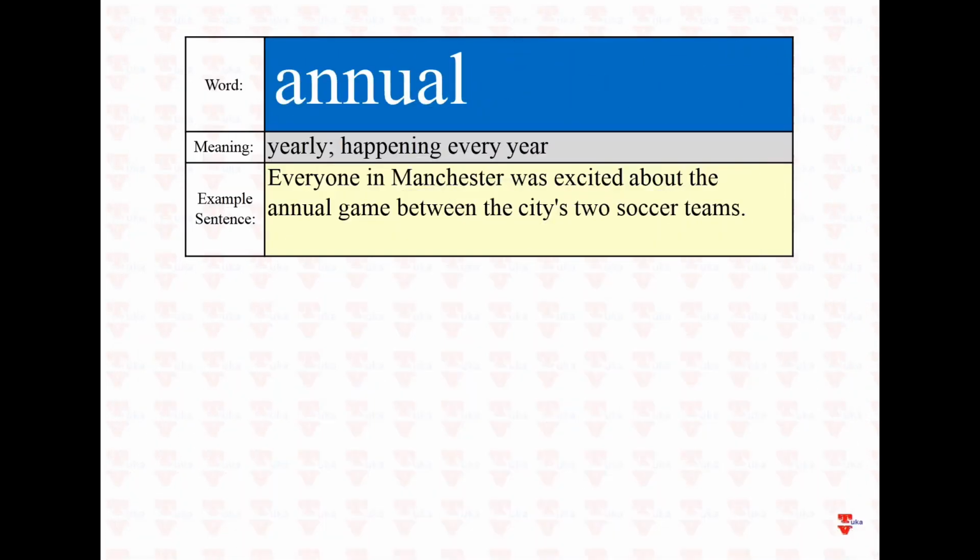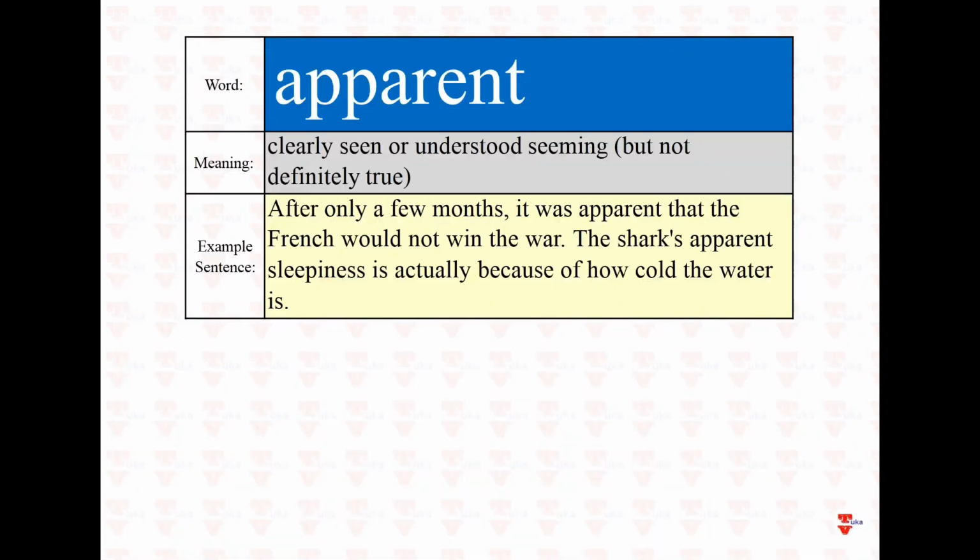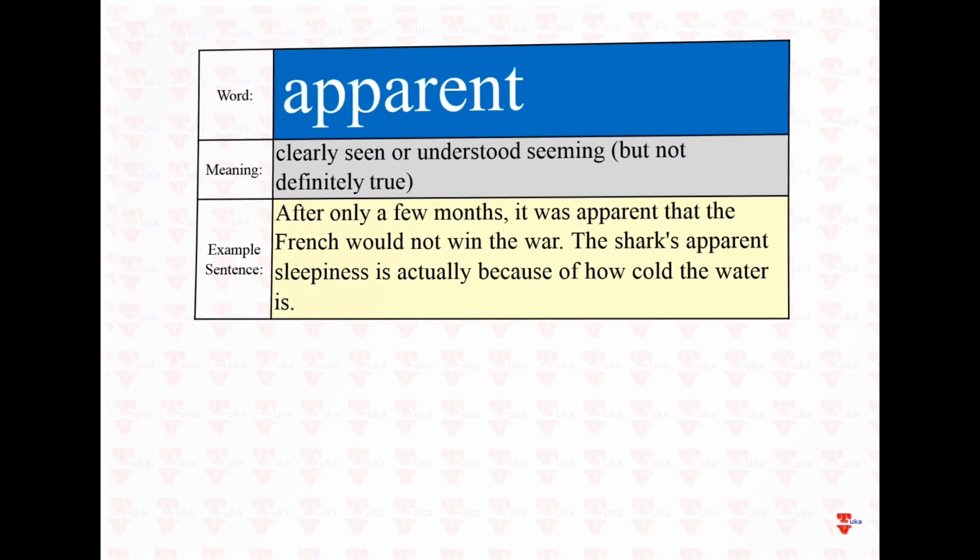Annual. Yearly, happening every year. Everyone in Manchester was excited about the annual game between the city's two soccer teams. Apparent. Clearly seen or understood; seeming, but not definitely true. After only a few months, it was apparent that the French would not win the war. The shark's apparent sleepiness is actually because of how cold the water is.